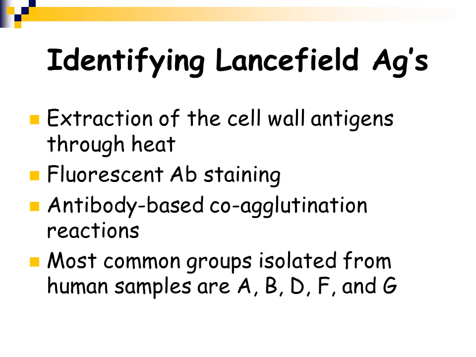You can identify these Lancefield antigens on the surface of Streptococcus in various methodologies. So one of the older methods was to extract the cell wall antigens off the Streptococcus cells using a heat source. You can do fluorescent antibody staining, and the most common method for identifying Lancefield antigens is using an antibody-based coagulation reaction where you're looking for clumping in order to see what group you might be looking at. The most common groups isolated from a human sample are group A, B, D, F, and G.